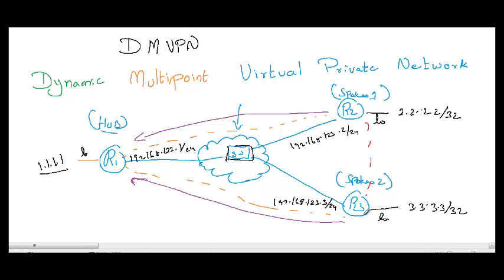But on R3 you do not configure R2 as a spoke. Likewise on R2 you don't configure R3 as a spoke. All that you do is configure R3 to form a tunnel with R1, and R2 to form a tunnel with R1. With the help of R1, R2 can learn about R3 and dynamically form a spoke to spoke tunnel. So the tunnel between spokes is a dynamic tunnel.